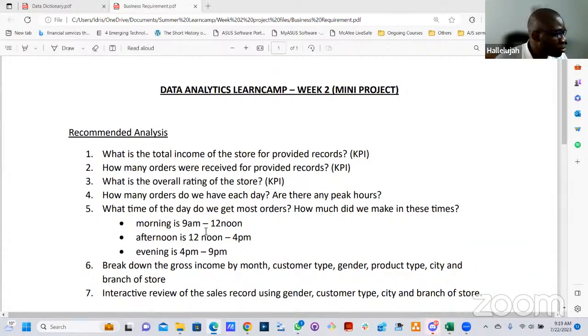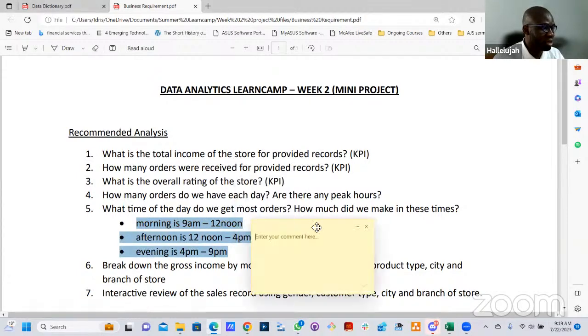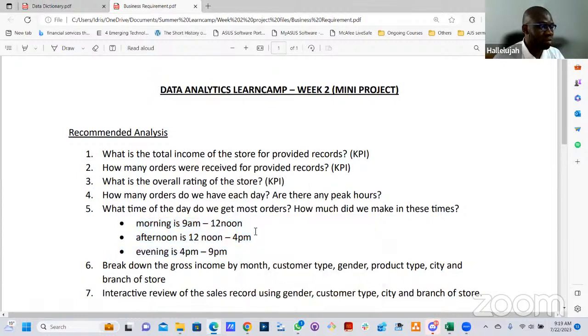So then I want you to do something also. You should break this down, again still using the hour. I'm helping you here because the data actually went from, I think, 10 a.m. to 9 p.m. So that's the time they open the store and they close by 9 p.m. So I want you to do something. Every order that is between 9 a.m. and 12 noon will be called morning.